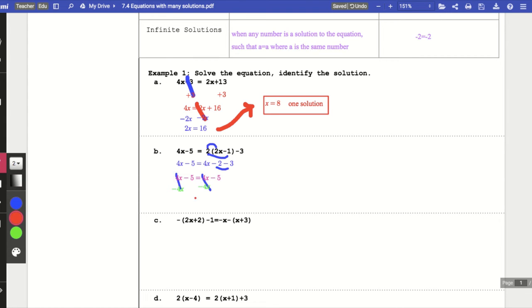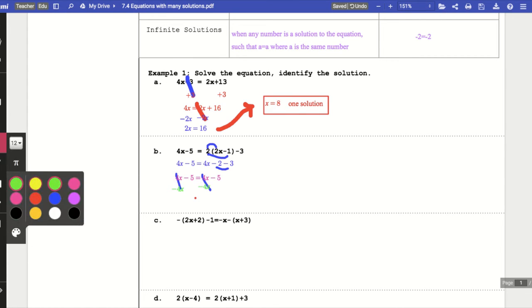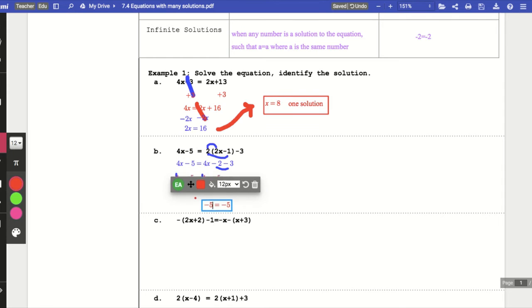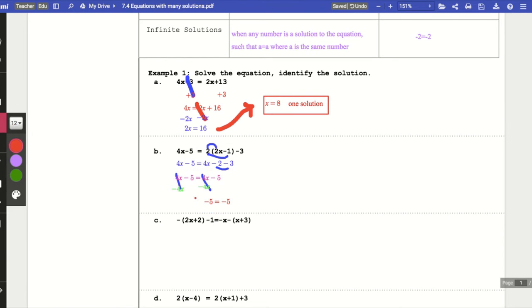I'm going to be left with negative 5 equals negative 5. Now, pause for a second. Try to see if you can identify how many solutions that is.